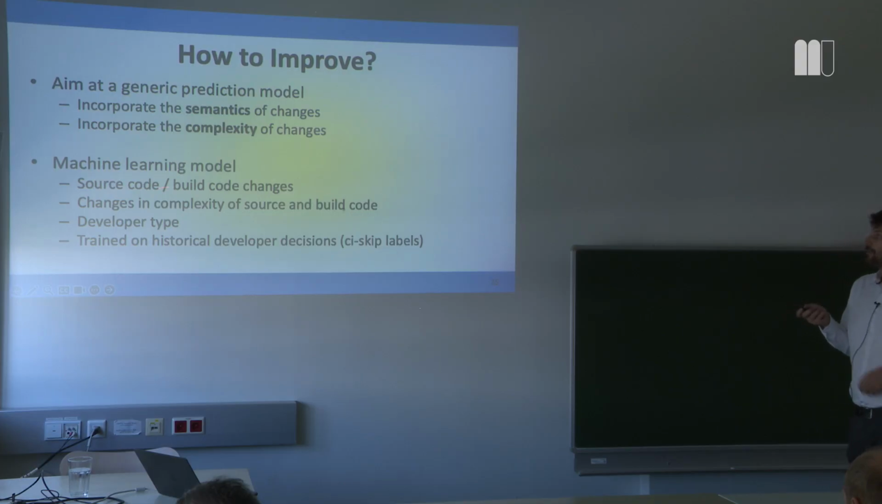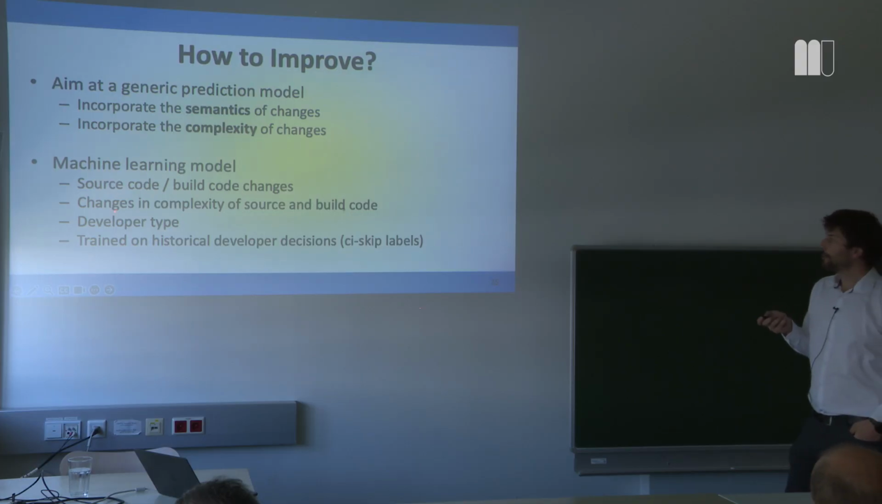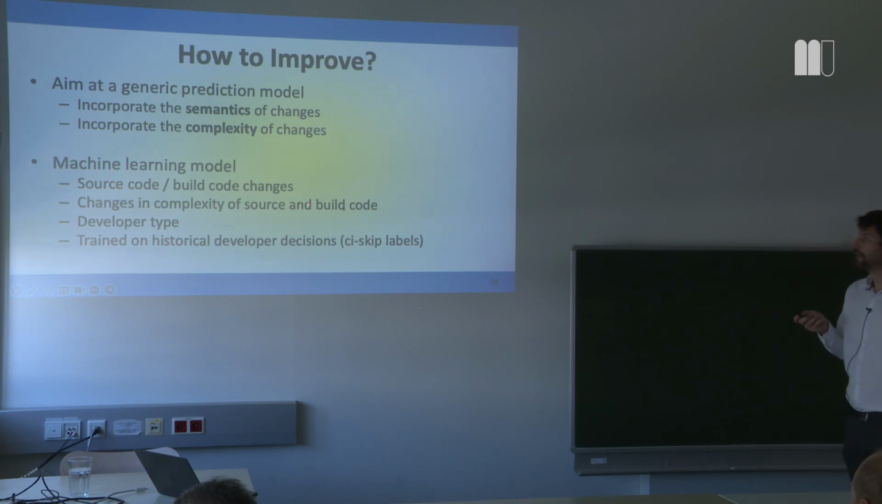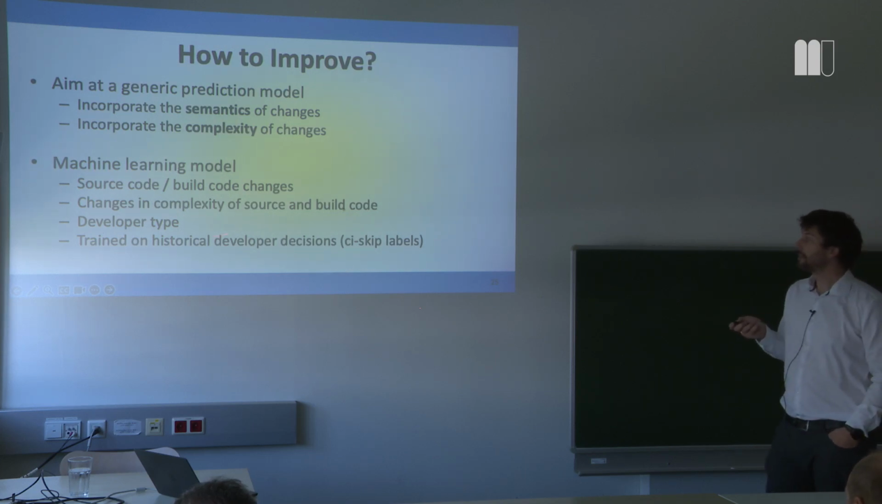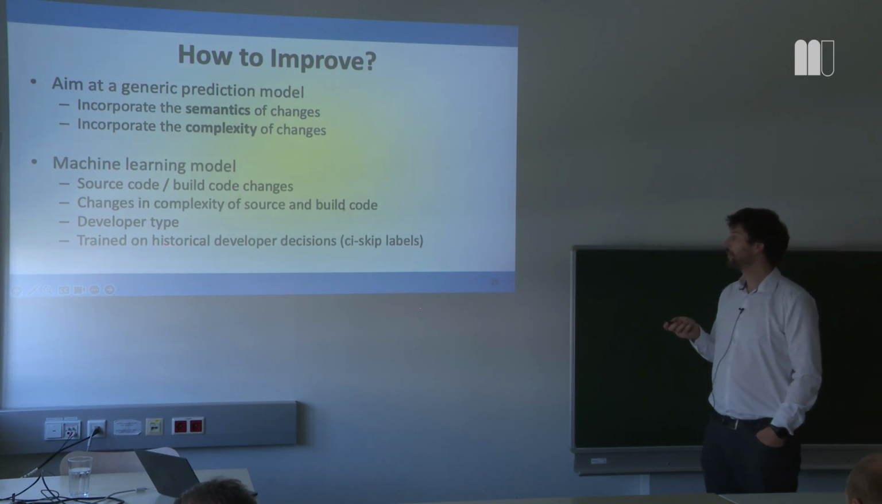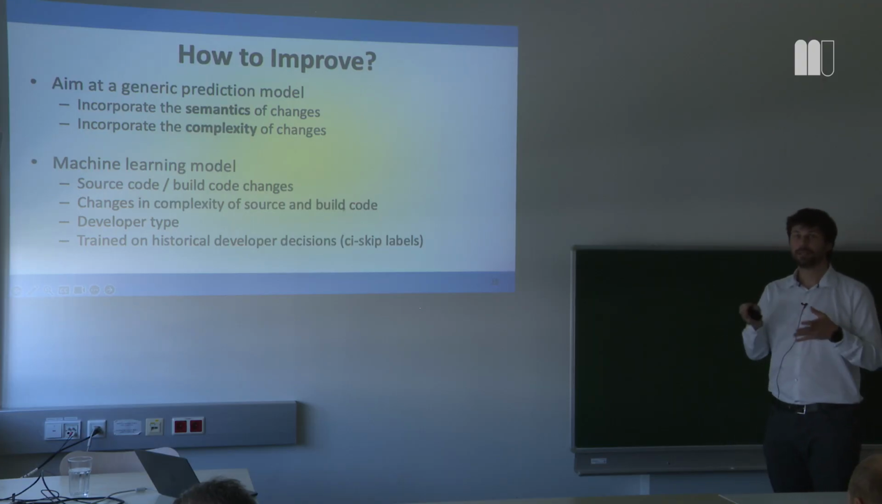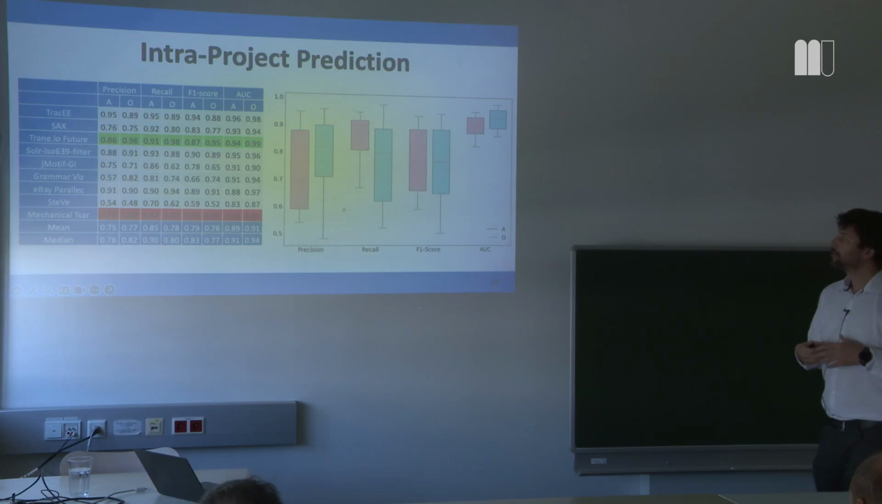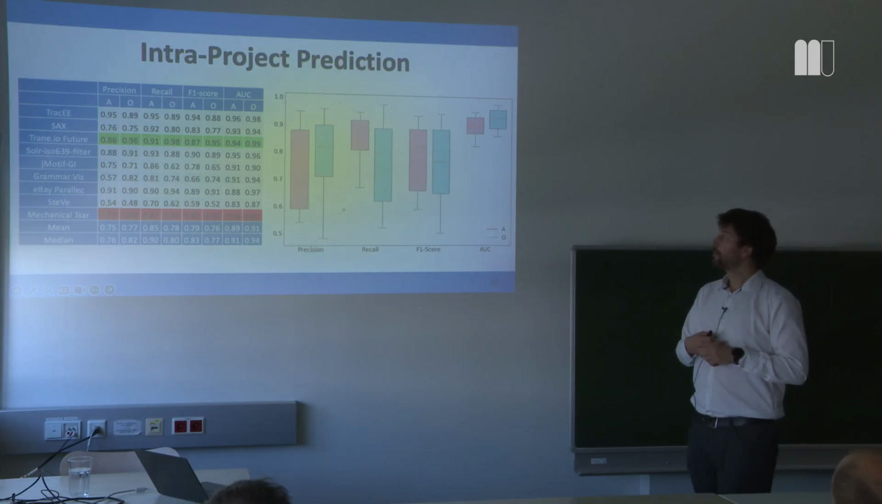So we set out also to introduce a machine learning model incorporating more targeted variables, for example, types of developers, and also training on historical developer decisions. So the CI skip labels that have already been done by developers, so we can learn from them. This turned out to work even better than the prior models, which is really good.